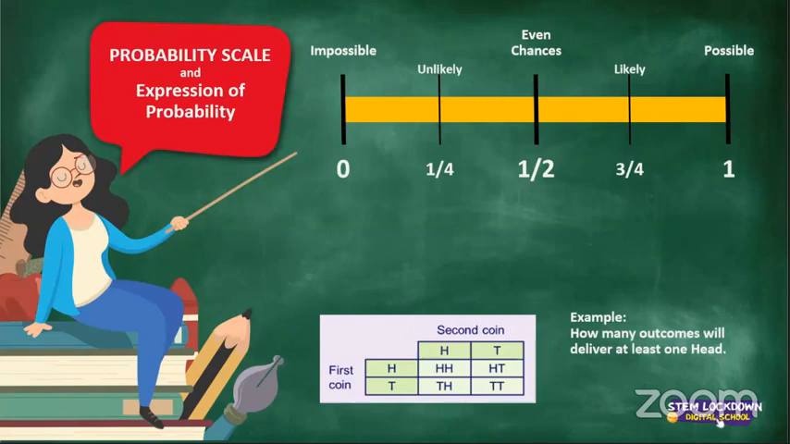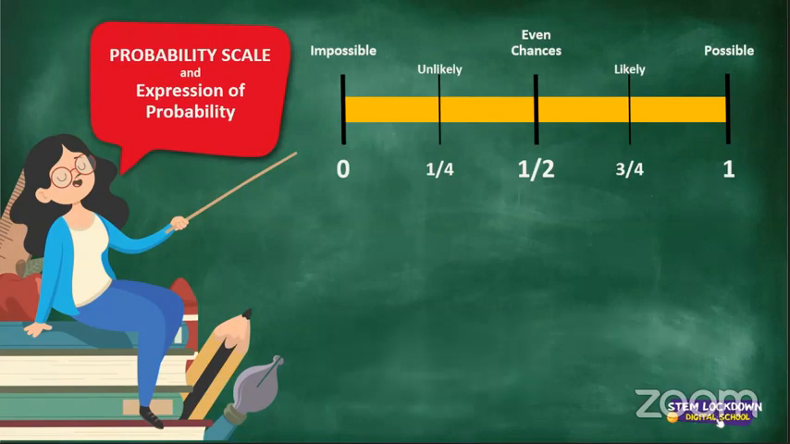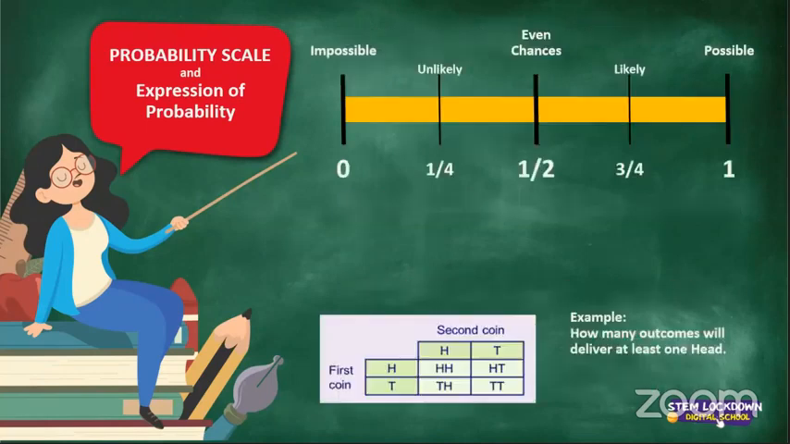Lionheart, remember, HH is if the first coin lands on a head and the second coin lands on a head. Okay, let me explain quickly. We've got 2 coins, right? One coin has 2 sides, right? A head and a tail. You'll see on the left-hand side, it says first coin, head, tail. And then on top, it says second coin, head, tail.